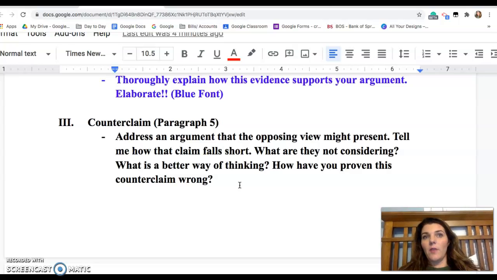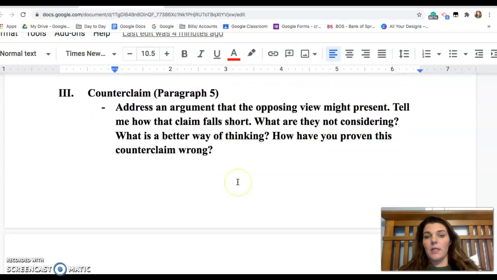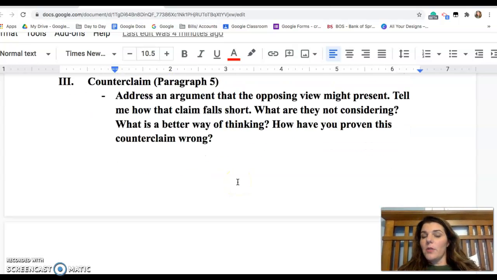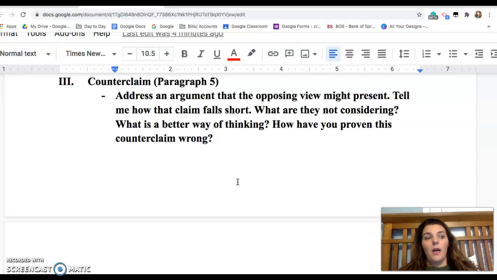That youth crime rates have gone down while violent video game sales have gone up. So if you're going to counterclaim, you would say something along the lines of, while the opposing side might say that there's no correlation between teen crime rates and violent video game sales, I would like to argue that just because kids aren't engaging in criminal behavior doesn't mean that the violent video games are not negatively impacting them.